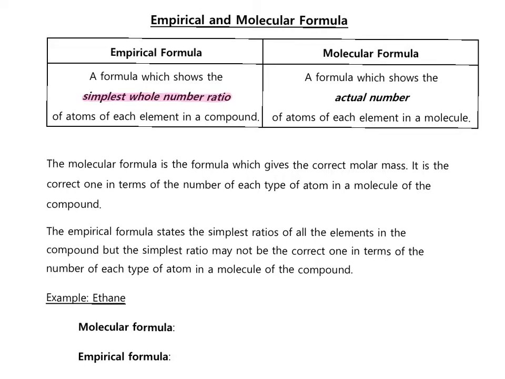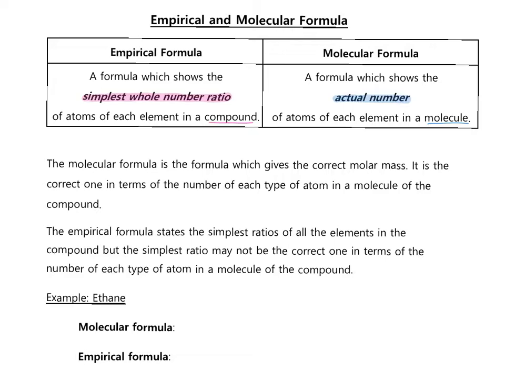If I was thinking of empirical formula, I would think simplest ratio. So the definition is a formula which shows the simplest whole number ratio of atoms of each element in a compound. And we'll look at an example in a second. Whereas the molecular formula is a formula which shows the actual number of atoms of each element in a molecule. You can see these definitions are very similar, and in terms of learning them, I would just think of that bit in the middle as different and everything else is the same. The only other small difference is that the definition for an empirical formula ends in the word compound and the definition for molecular formula ends in the word molecule.